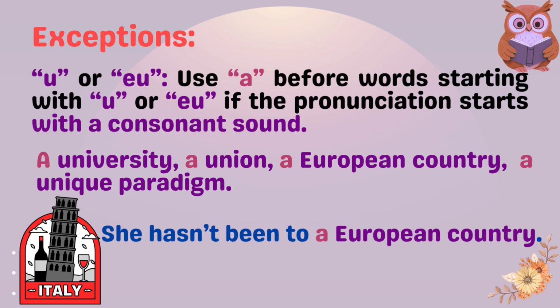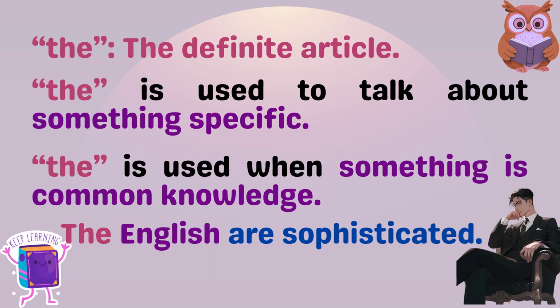U or EU. Use a before words starting with U or EU if the pronunciation starts with a consonant sound. A university, a union, a European country, a unique paradigm. For example, she hasn't been to a European country.